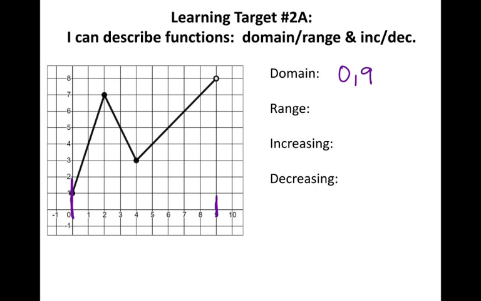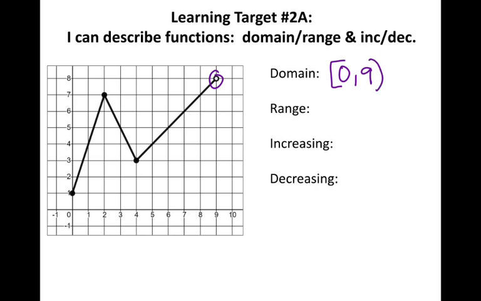Now I do need to pay attention to whether I'm going to use brackets or parentheses. I'm going to go ahead and put a bracket around the 0 because this was a closed circle. I'm going to put a parenthesis around the 9 because that was an open circle.